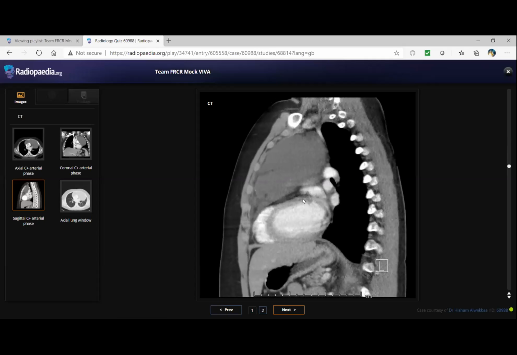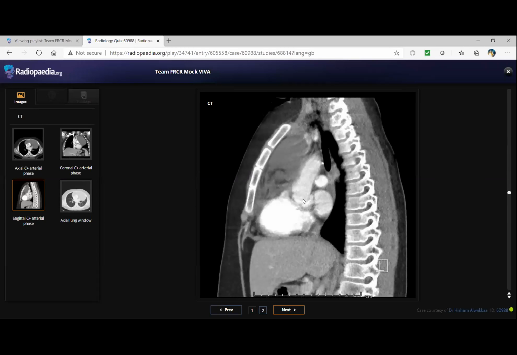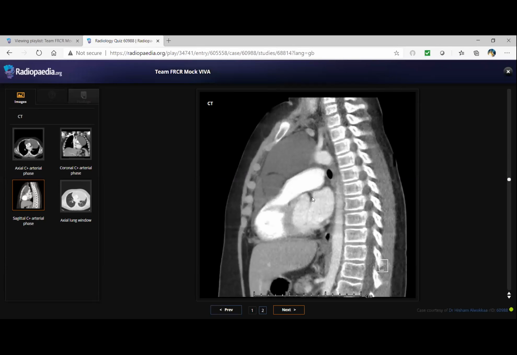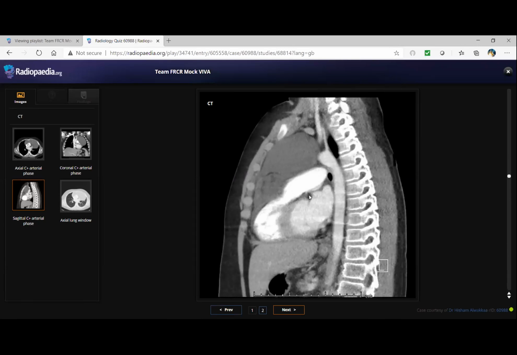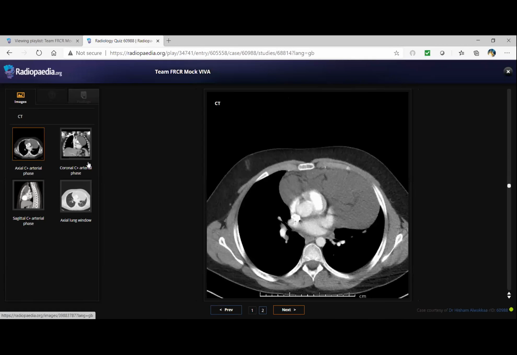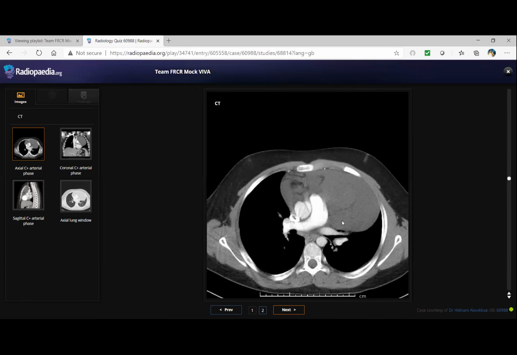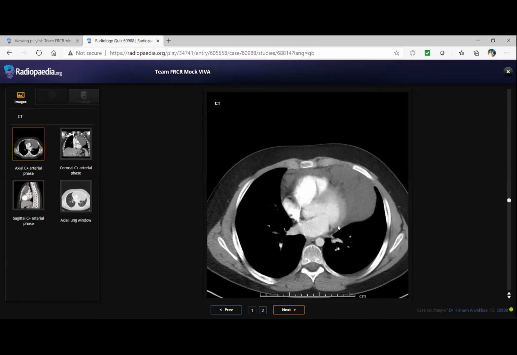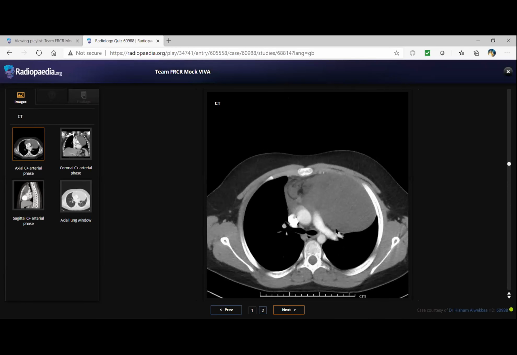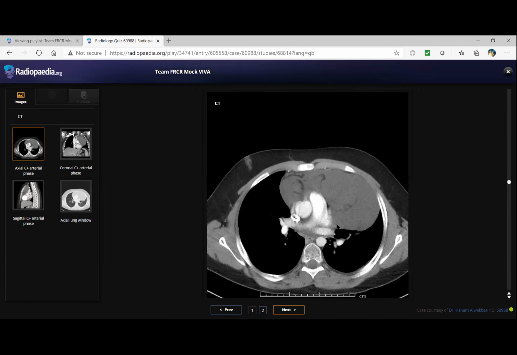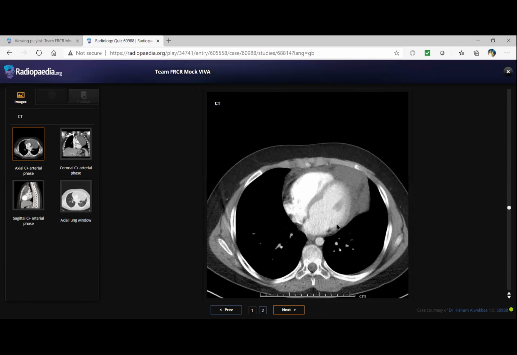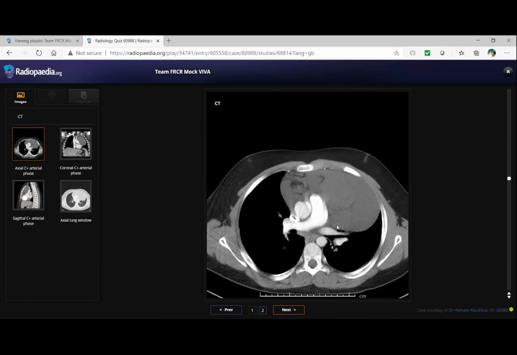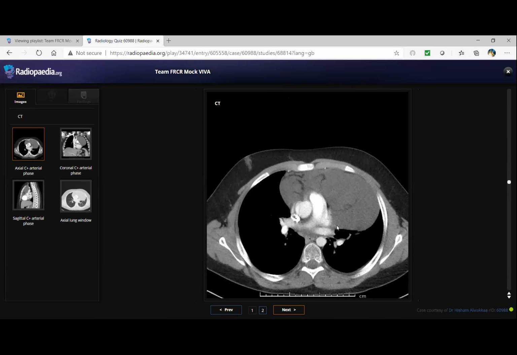So in an 11-year-old, it can be a germ cell tumor. Non-enhancing, or it can be cystic, or a thymic cyst or thymic lesion, but thymoma is very rare in this age group because it is usually seen in the adult age group.